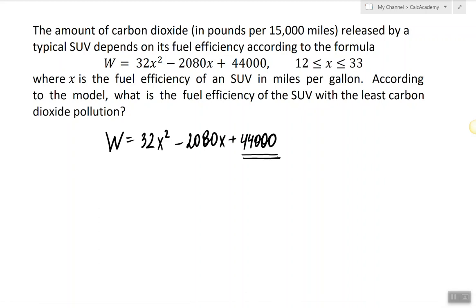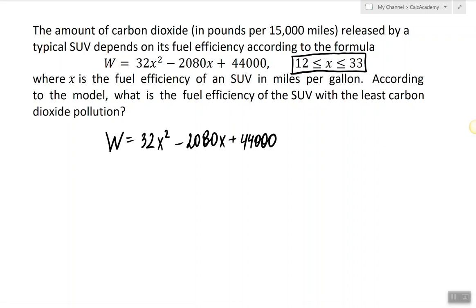That interpretation makes no sense, and the reason it makes no sense is because the intended domain here is from 12 to 33. So looking at the y-intercept, it's outside of the domain in this particular problem. The next thing we can identify is the leading coefficient being positive. That means this parabola opens up, and therefore it has a vertex where it reaches the minimum value.